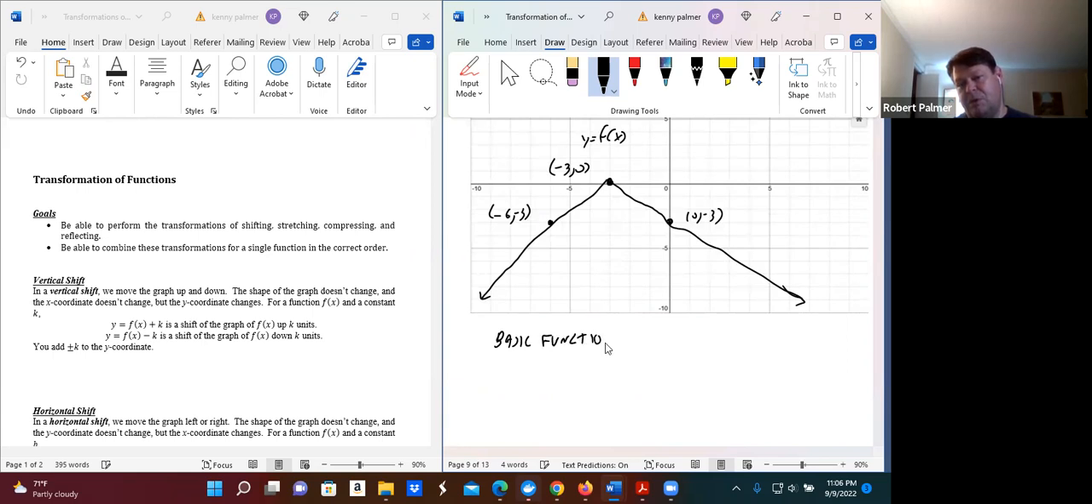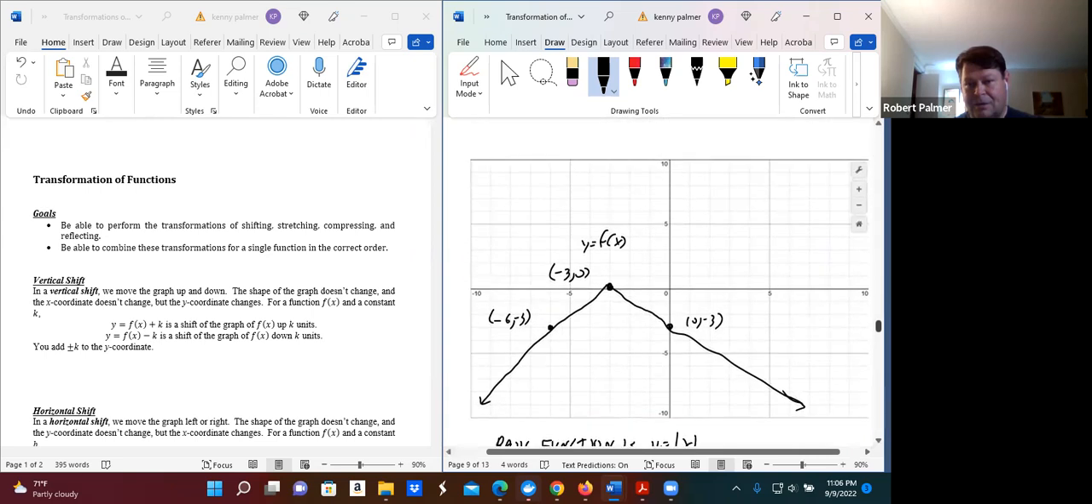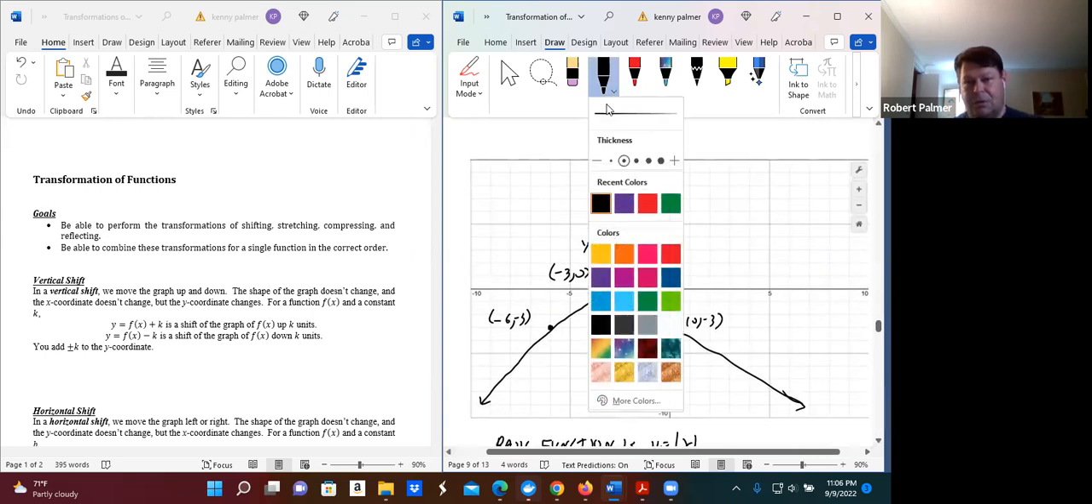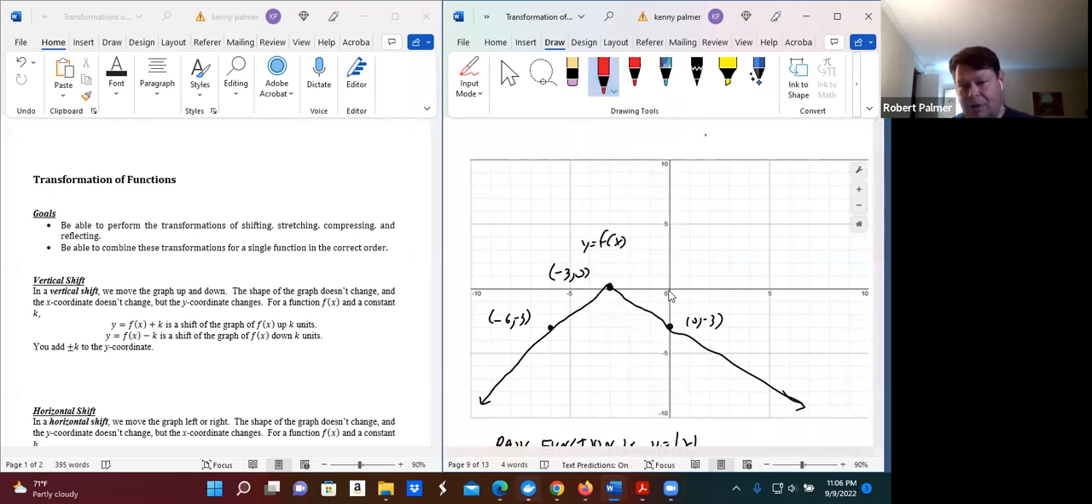The basic function is the absolute value function, or y equals the absolute value of x. Now, let's draw that in a different color to see what that graph should look like. So here I'll just use the red. I'm actually doing a couple of intermediates here. The absolute value function, as we've already seen, looks like this.